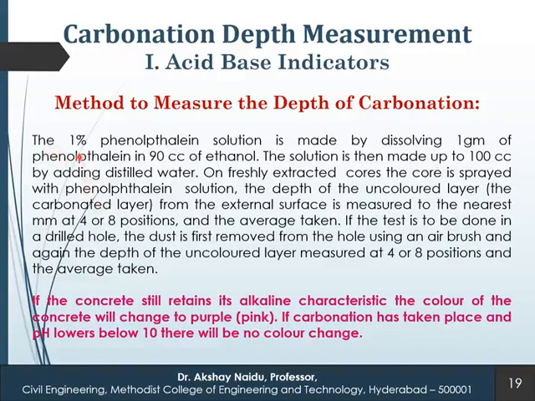So what is that solution? A 1% phenolphthalein solution is made by dissolving 1 gram of phenolphthalein in 90 cc of ethanol. The solution is then made up to 100 cc by adding distilled water.